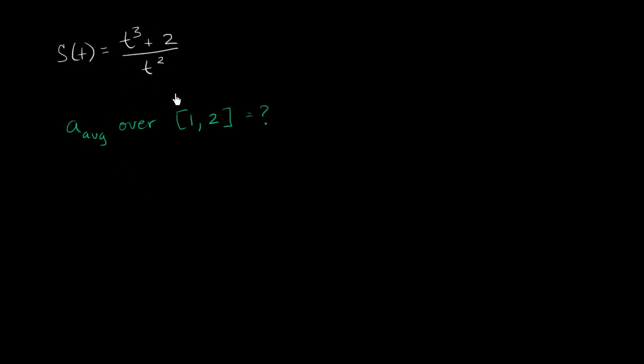And before we do it, let me rewrite this so it's a little bit easier to differentiate. If we take each of these two terms in the numerator and divide them by t squared, t to the third divided by t squared is just t, and 2 divided by t squared we could write as plus 2t to the negative 2 power. And now let's take the derivative. The velocity as a function of time is just the derivative of this with respect to time. The derivative of t with respect to t is 1. The derivative of 2t to the negative 2: negative 2 times positive 2 is negative 4, and we decrement the exponent, so t to the negative 3 power.